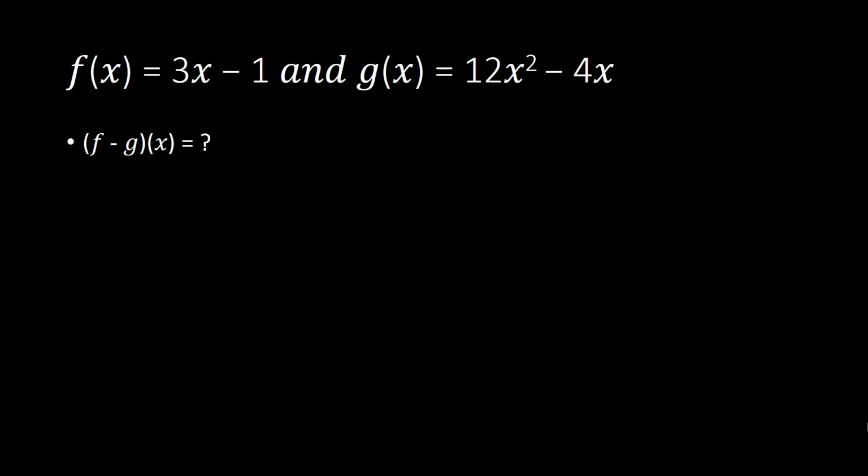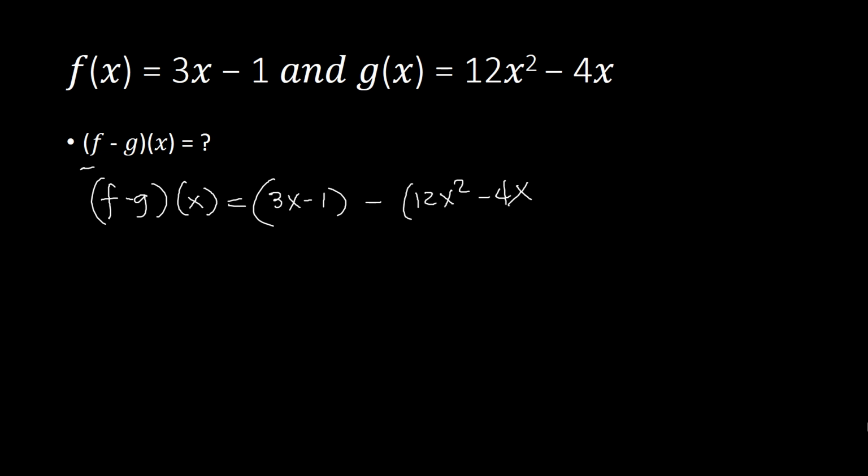We are going to look for our difference of the function. So we just subtract the two functions. f is mentioned first. So we always start with the first letter or first name of our function mentioned. So f of x, we've got 3x minus 1. We may include that one in a parenthesis, and then we subtract that one by the second function, which is g of x, and that's 12x squared minus 4x. Reminder, enclose this one in a parenthesis.